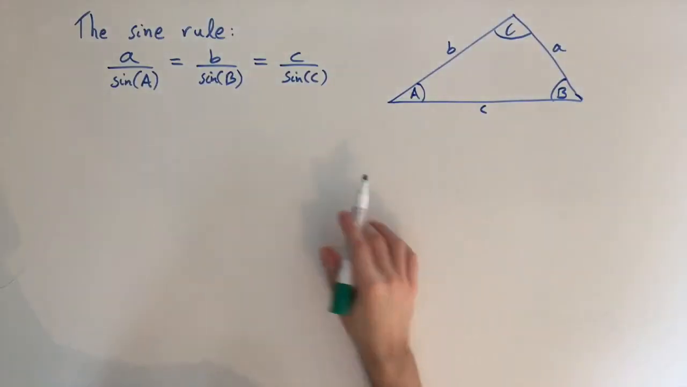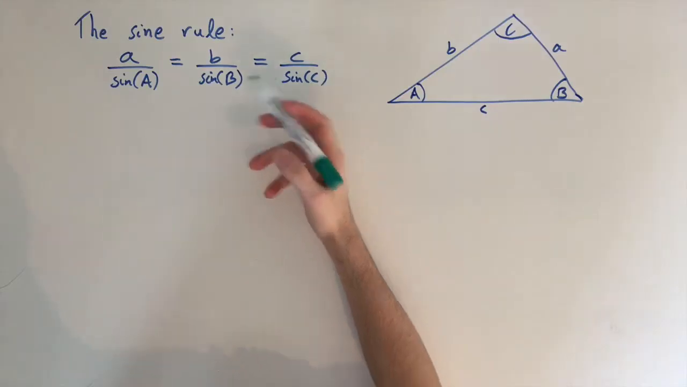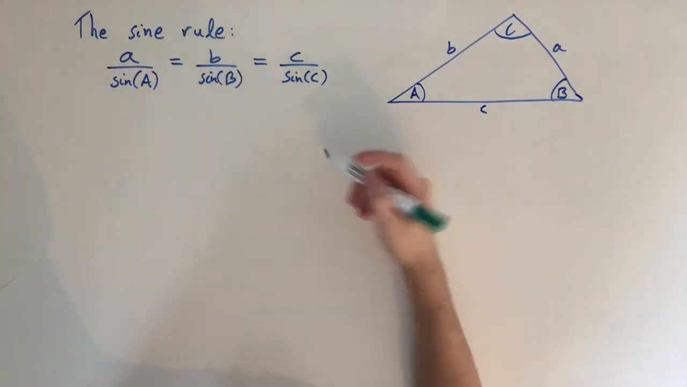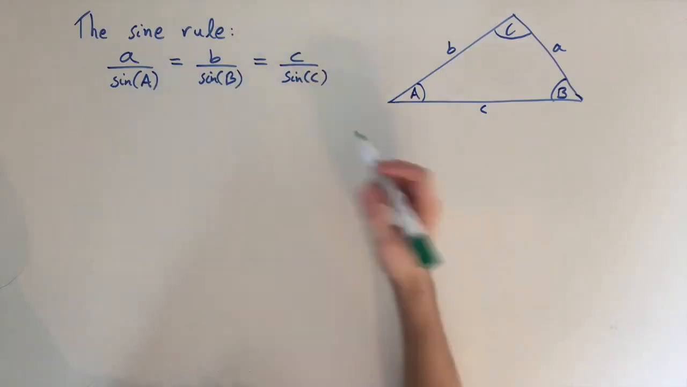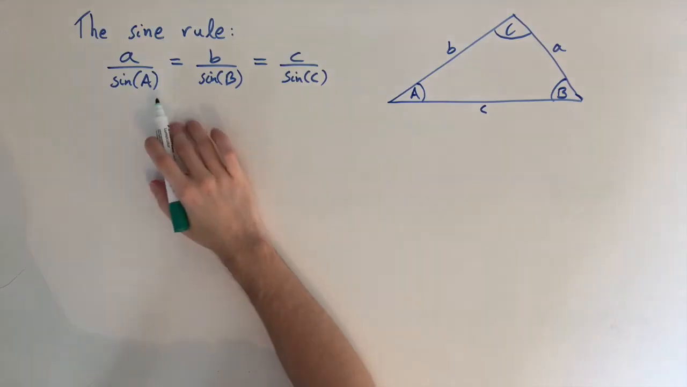Okay, so in the previous video we saw some examples of using the sine rule. Now in this one I want to talk about the proof of this. So how do we show this is always true for any angles A, B and C and lengths a, b and c?